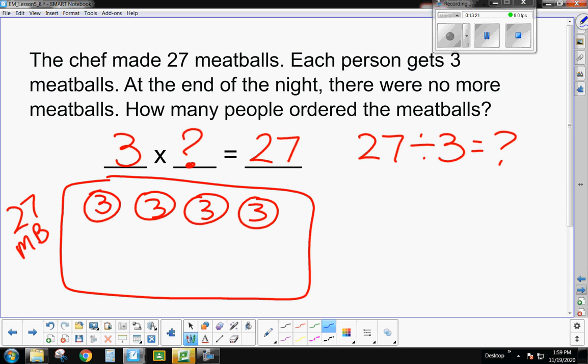And your answer should be 9. 3 times 9 equals 27. And 27 divided by 3 equals 9.